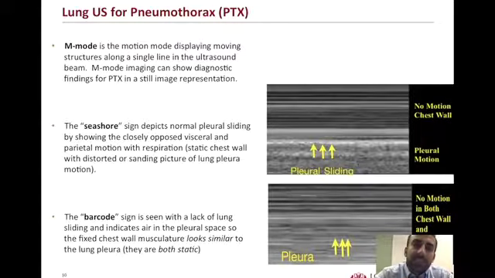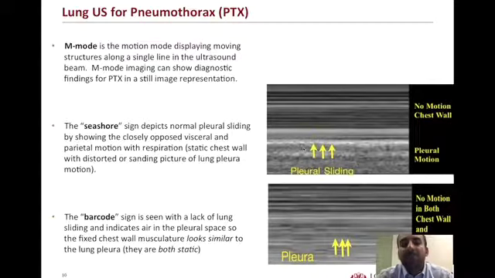What you're able to see with the use of M-mode imaging is the identification of the seashore sign versus the barcode sign. So the seashore sign is the idea of showing the area where you have no motion from the chest wall, and then you identify pleural motion when you have appropriate lung sliding. So you have your sand and sea picture here, or the seashore sign. This motion artifact indicates that you have appropriate pleural sliding.